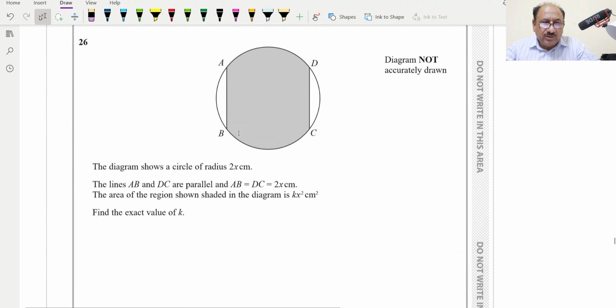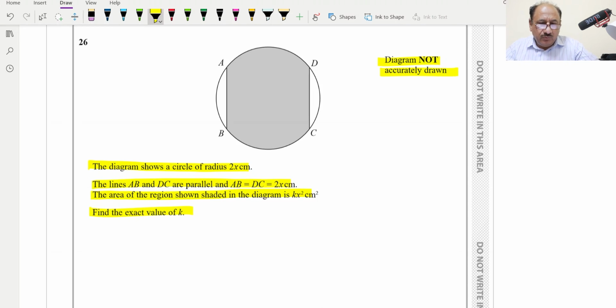Now question number 25. This is a little tricky question. Diagram not accurately drawn. The diagram shows a circle with radius 2x centimeters, and the lines AB and DC are parallel, and AB is equal to DC, which is 2x, and the area of the region shown shaded in the diagram is kx square centimeters squared, and find the exact value of k.